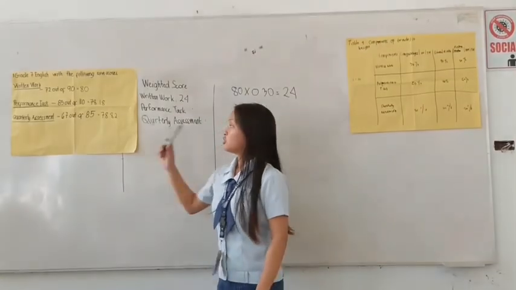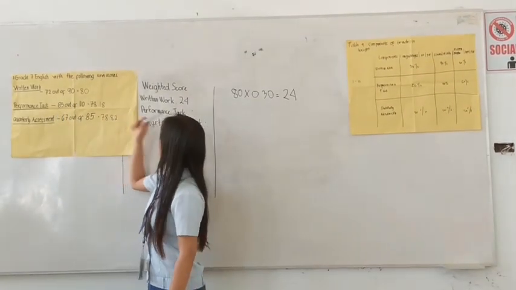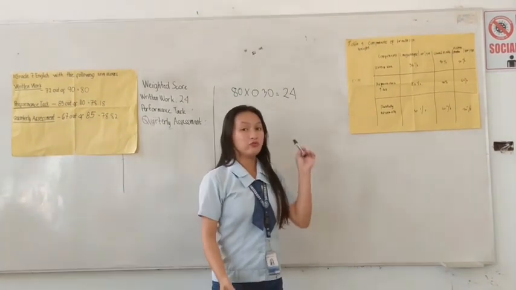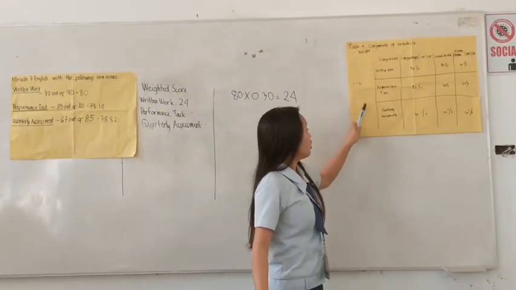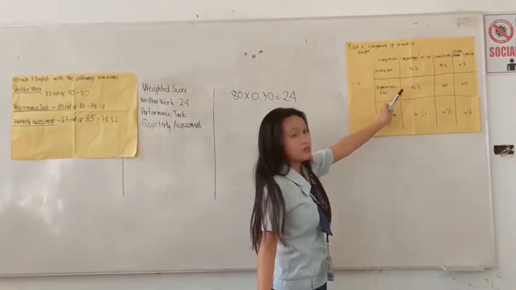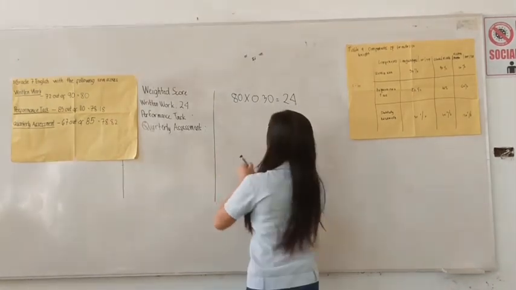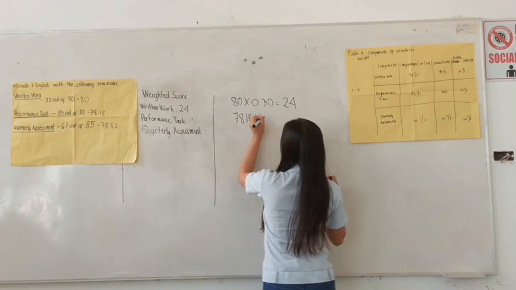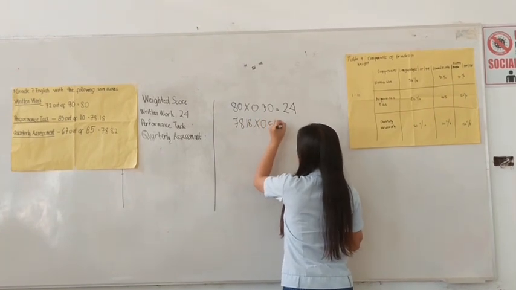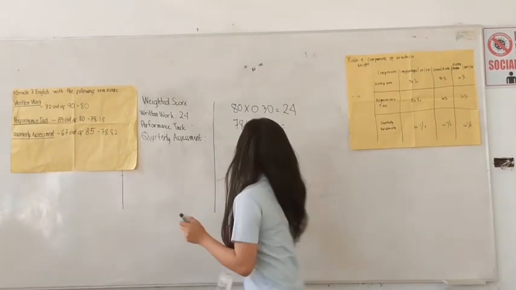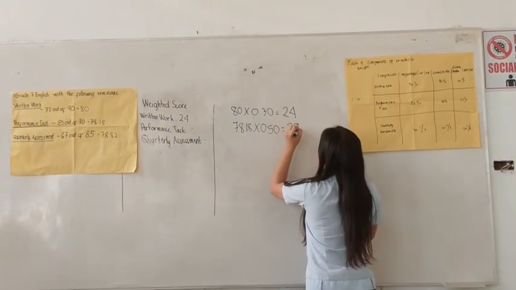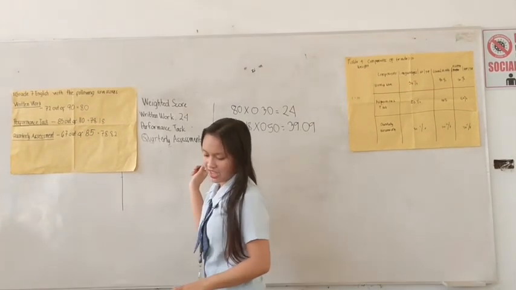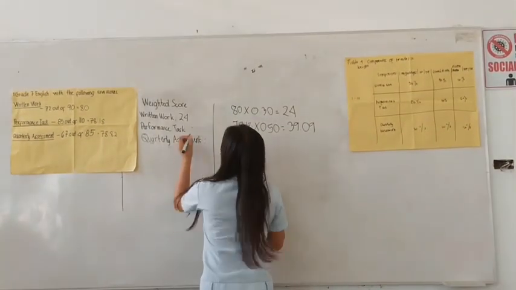In performance task, to get the weighted score, we have to multiply using the table. We can see that performance task is 50%. So 78.18 multiplied by 0.50. The answer is 39.09. So the performance task weighted score is 39.09.